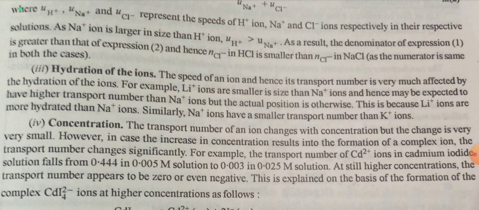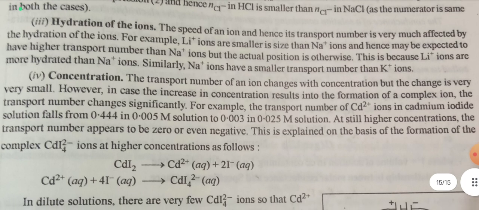Hydration of ion. The speed of the ion, hence its transport number, is very much affected by the hydration of the ion. For example, Li+ ions are smaller in size than Na+ ions and hence may be expected to have a higher transport number than Na+ ion, but the actual position is otherwise. This is because the Li+ ions are more hydrated than Na+ ions. Similarly, Na+ ions have a smaller transport number than K+ ion.